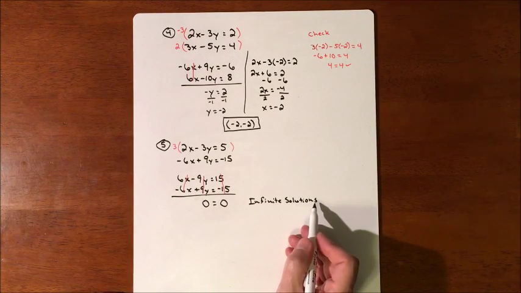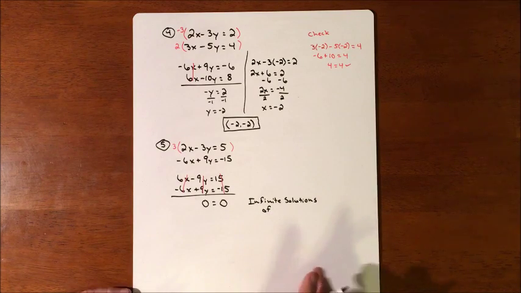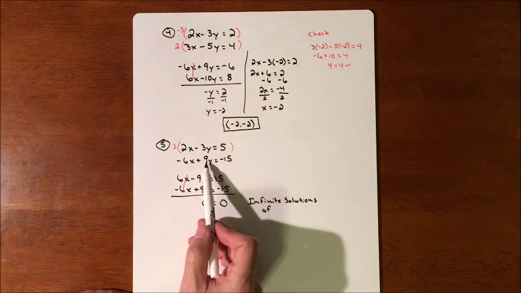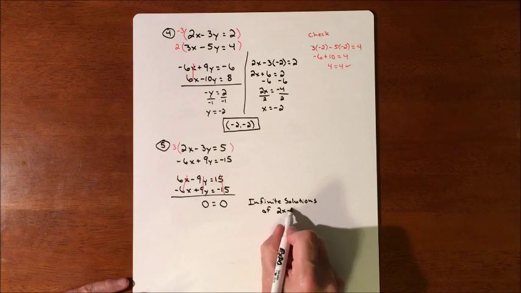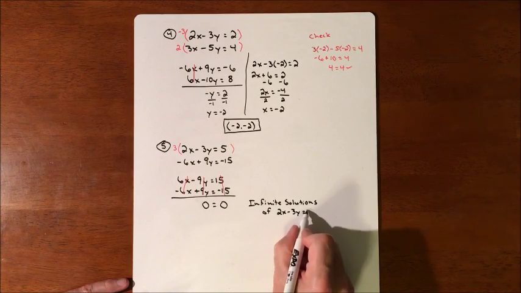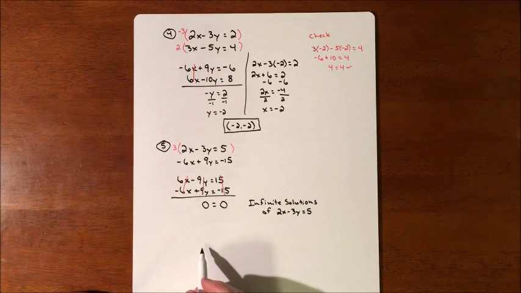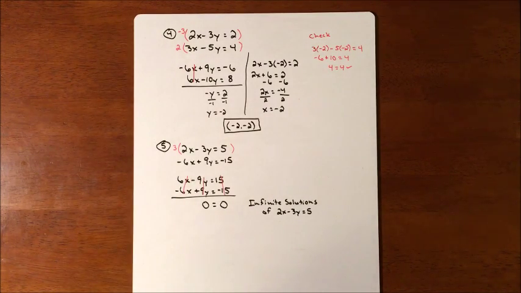So saying infinite solutions is not quite enough. It can't just be any random solutions, it has to be solutions of these. As long as it works for one, it's going to work for the other. So infinite solutions of 2x minus 3y equals 5. We'll just grab one of the equations. As long as it works for this, it's going to work for the other one as well. And that is solving systems of linear equations by elimination.